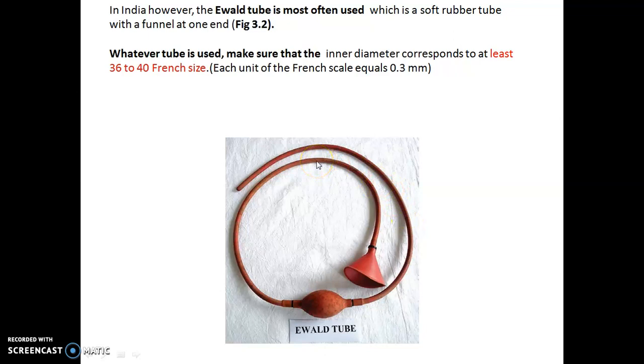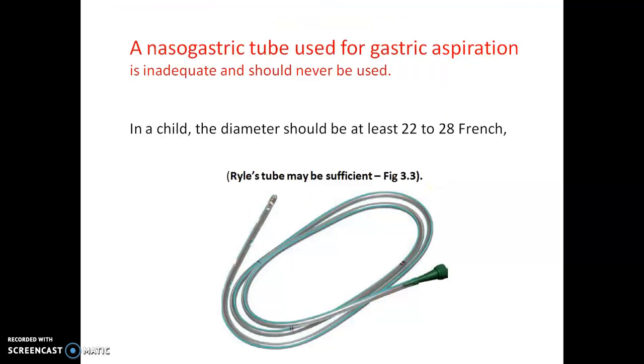Coming to the size, what is the standard size that can be used? Whatever tube you are using, you should make sure of the inner diameter. The length we have discussed in the previous slide. Now the inner diameter should be around 36 to 40 French. Each French size is equal to 0.3 millimeter. This is the inner diameter the pipe should have. This is the structure of the Ewald tube, which is widely used in India.